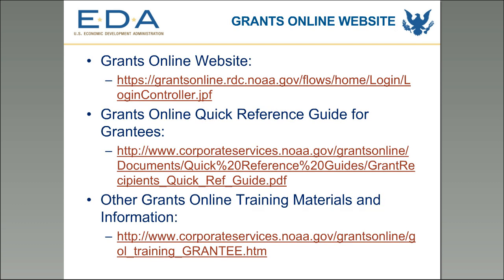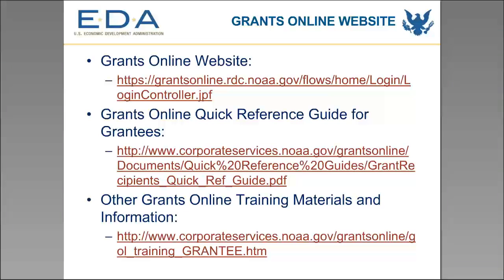There are extensive training materials on the Grants Online website. On this particular slide, I think the most helpful document is the quick reference guide for grantees. There will also be a link to this quick reference guide in the email that you are sent from the Grants Online system notifying you of a new award. It goes into much greater detail about the different user permissions that are available to you in the system, and also has step-by-step guides on how to do various tasks.